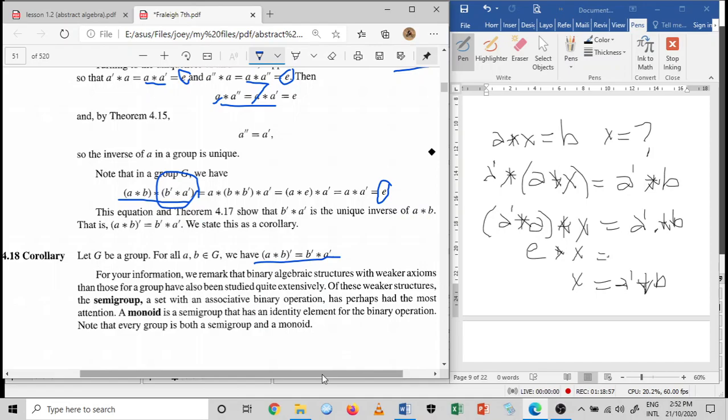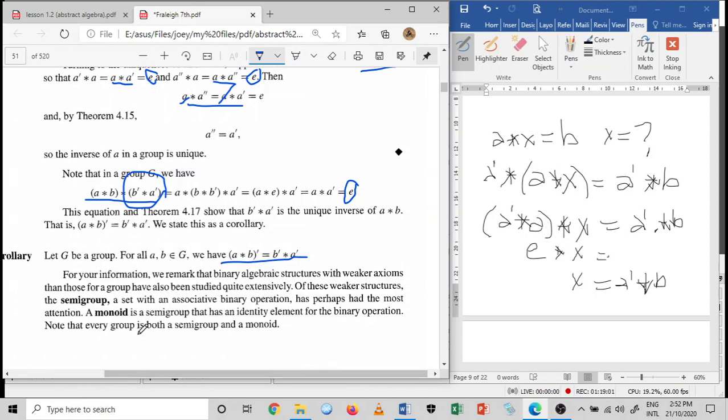Okay, other weaker binary structures are derived from the idea of groups. They are called semi-group and monoid. Okay. A semi-group is a binary structure with an associative binary operation, whereas a monoid is a semi-group with an identity element. Okay, so a semi-group has an associative operation but not necessarily has an identity element. If it has an identity element, it becomes a monoid.